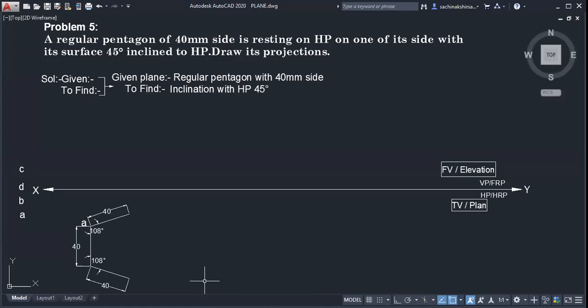How many sides are completed right now? Out of 5 sides, pentagon is having 5 sides. How many sides have we drawn? 40, 40, 40. How many? 3. Okay. Now the remaining 2, it is not necessary to take angle. Only 2 remain. So what will be the shortcut to draw the remaining 2?